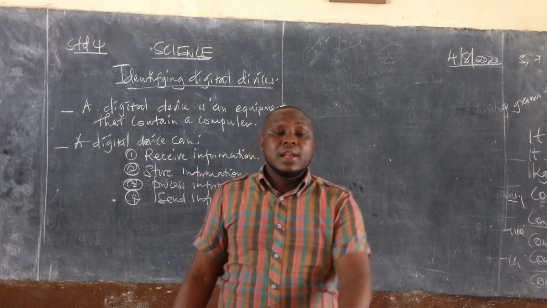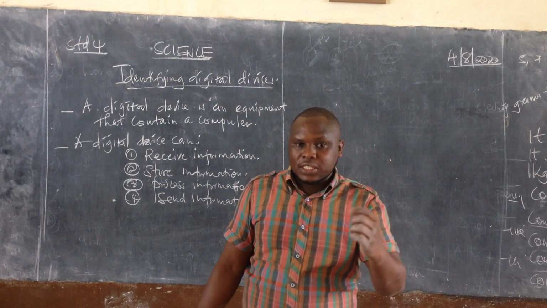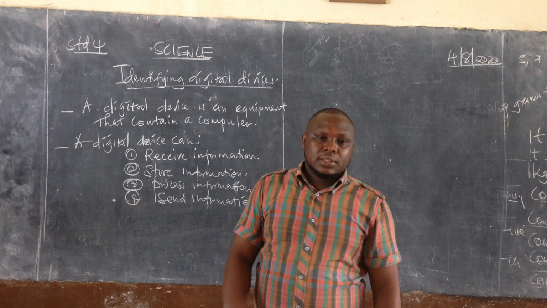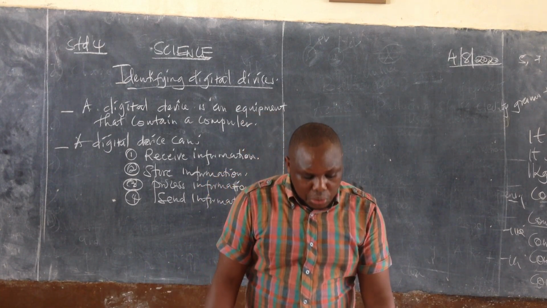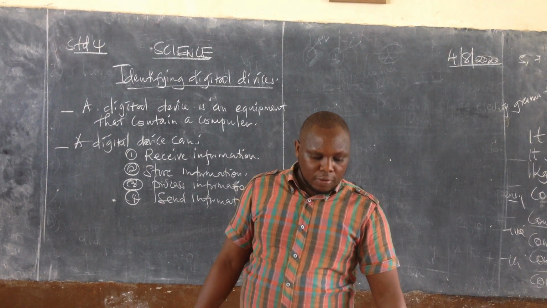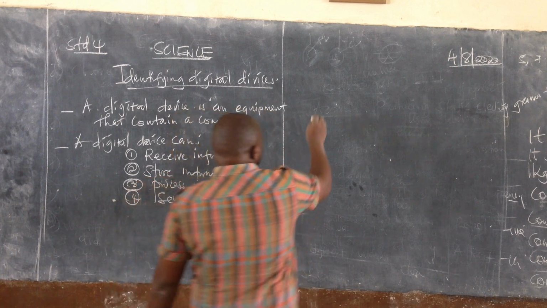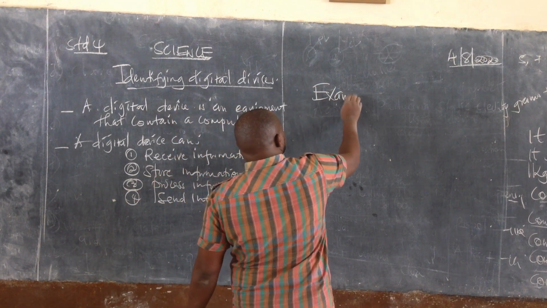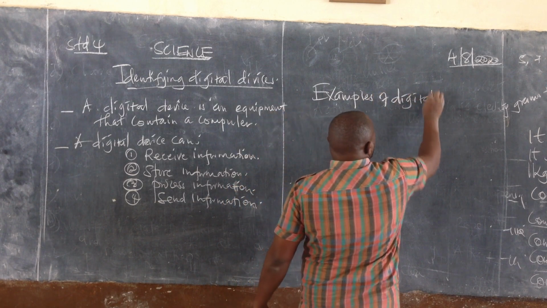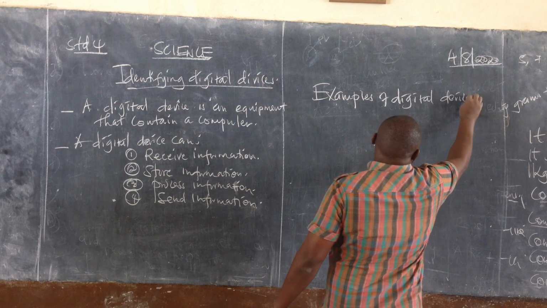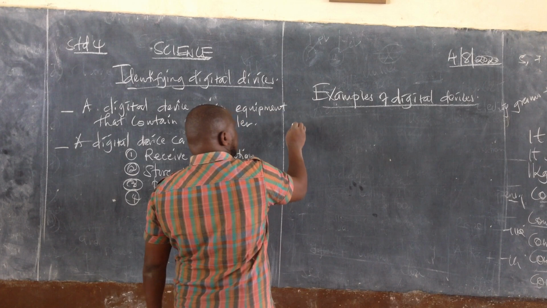If you want to know whether a gadget or an object is a digital device, you can see all this happening when you use it. So we are going to mention examples of digital devices and then end our lesson. Examples of digital devices. We are going to name many of them. Number one, we have what we call a desktop computer.